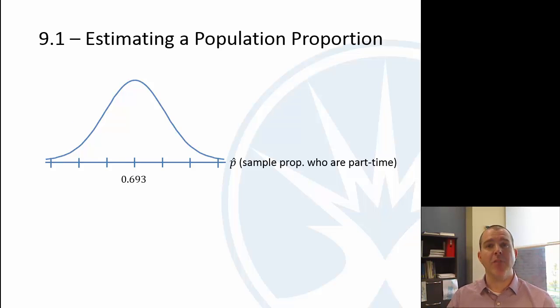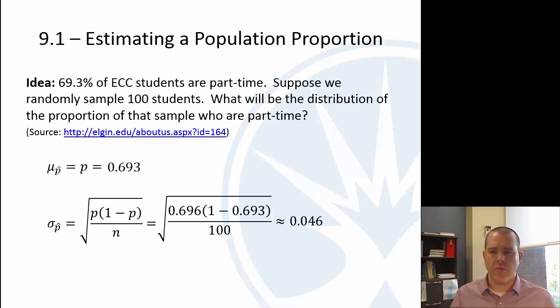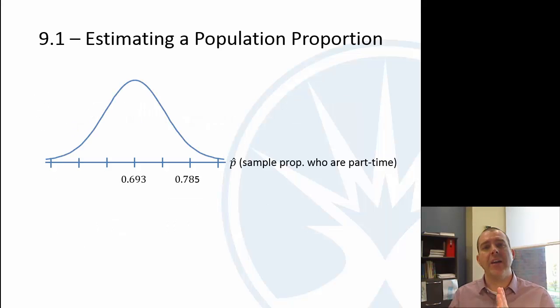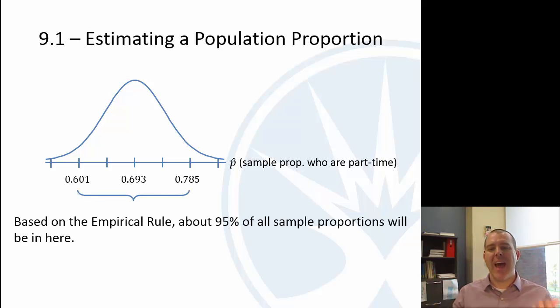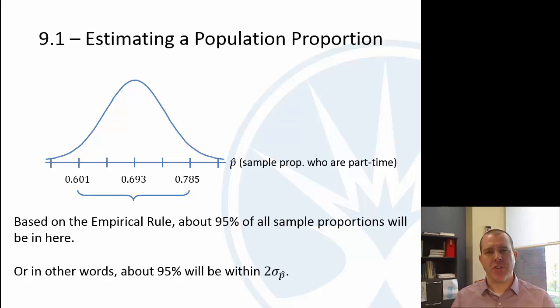We would expect a mean of 0.693 in the middle. And then if we think of the empirical rule, we'd expect 2 standard deviations each way. So if we add 2 of those, 0.046, which would be 0.092, if we add that on to the right side and to the left side, we would expect then about 95% of the sample proportions to be within there. Sometimes they'd be low end, most of them would be in the middle, but some might be at the high end. So about 95% of our sample proportions should be within 2 standard deviations.